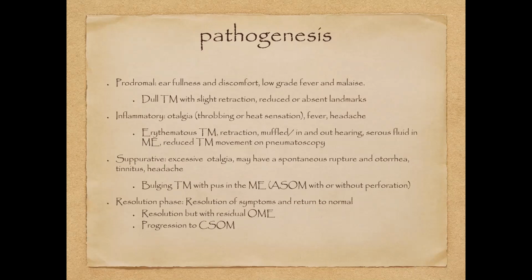And then the last stage is resolution. So we have the prodrome, which is inoculation, with its symptoms. We have the inflammatory phase, when the pain is there and you have a hyperemic TM. Then you have the suppurative phase, where when you look into the ear you see it's bulging, and you appreciate that you have pus in the middle ear. Sometimes if the eardrum is perforated, you'll see the pus in the external auditory canal. And then you have the resolution stage, where we can have complete resolution of symptoms, or the symptoms can progress to chronic suppurative otitis media.